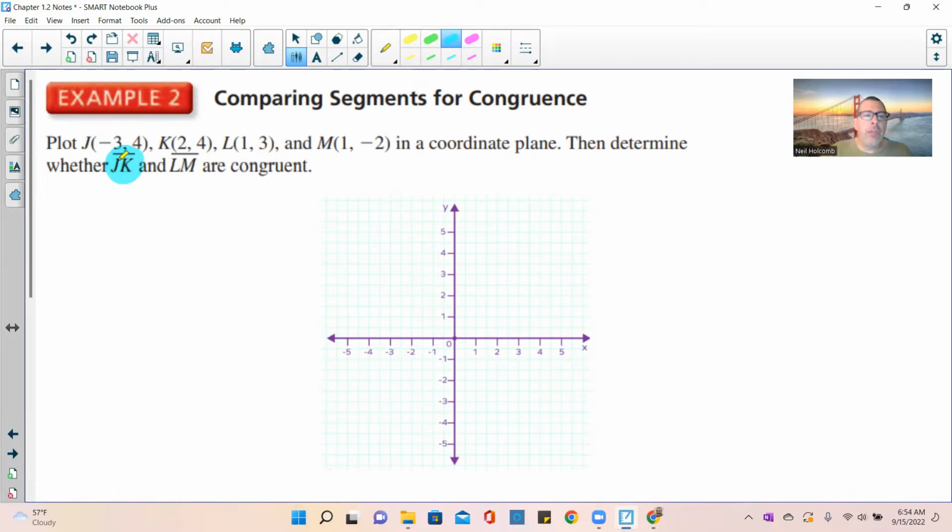So I highlighted this because whenever you have a segment named, the endpoints form the name. So I know that J is one end of this segment and K is the other. So I want to compare these two and find the length between these two.